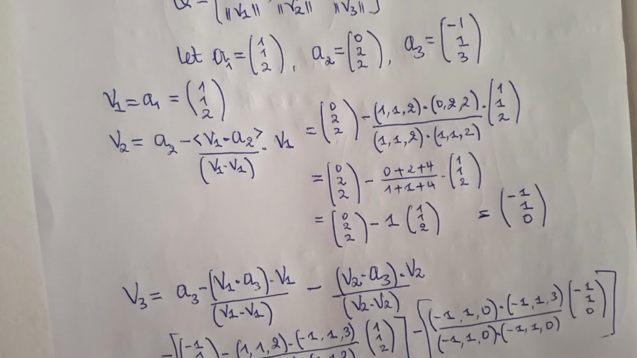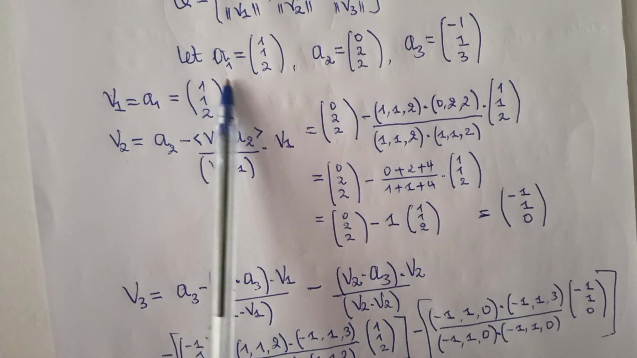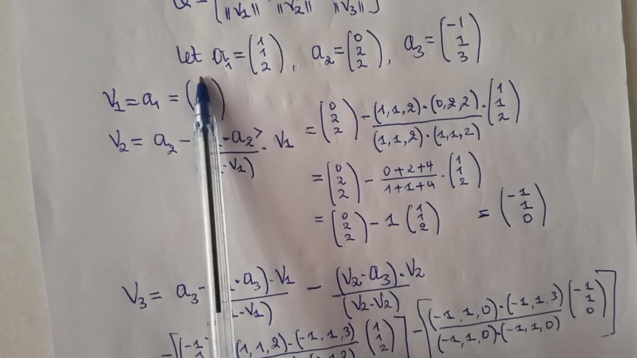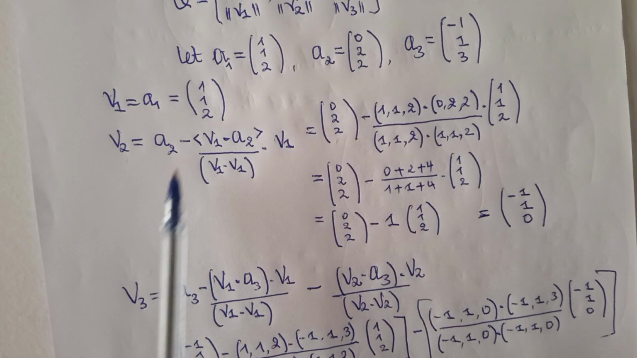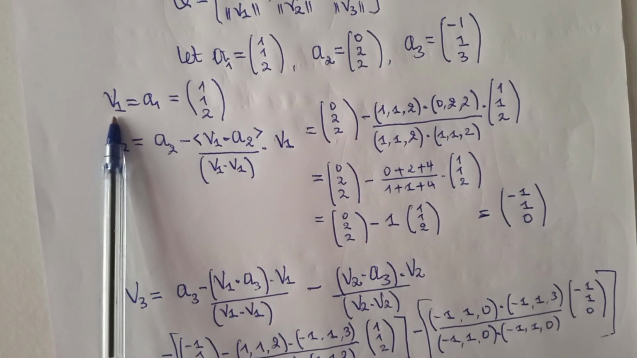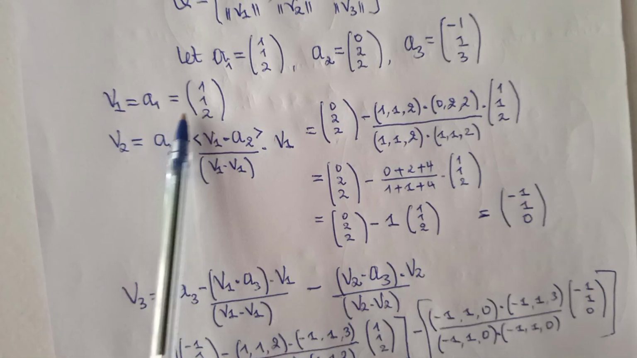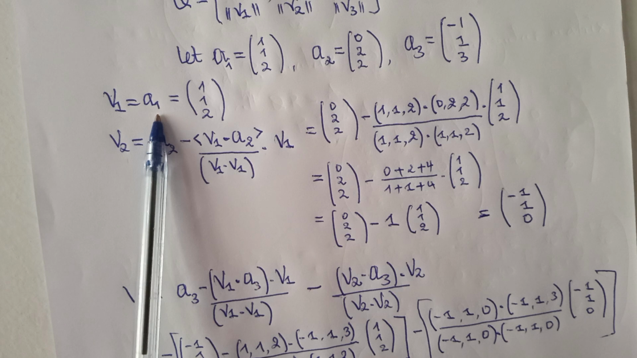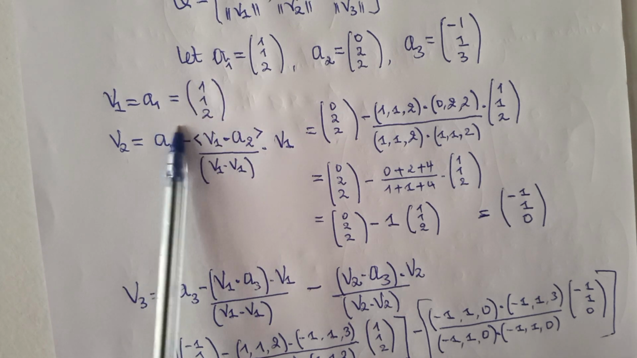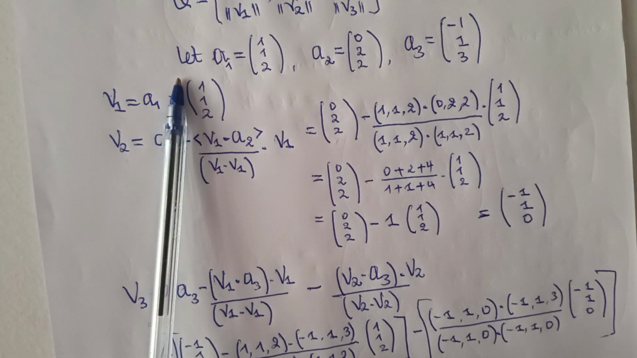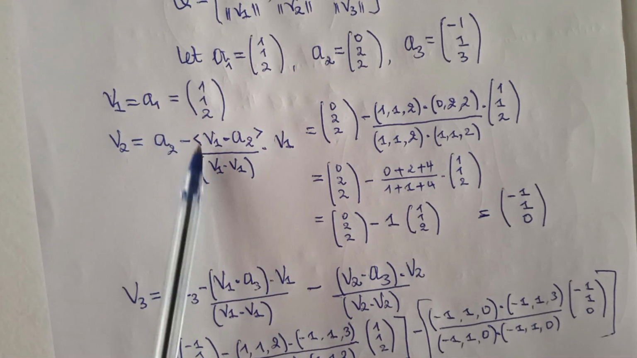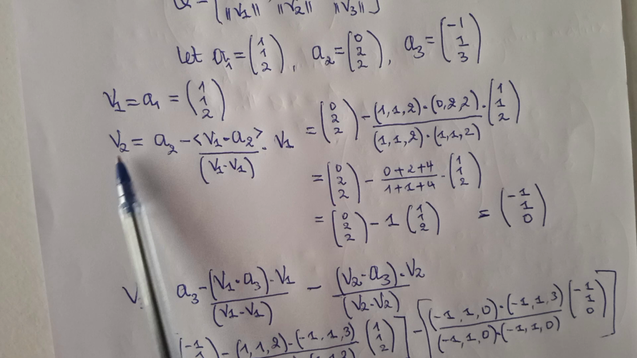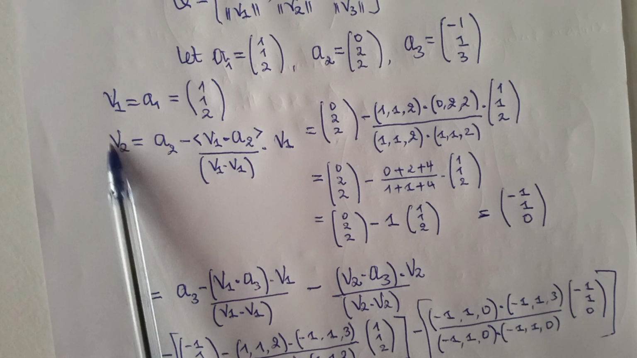After writing these A's as column vectors, we can calculate V1. V1 is equal to A1, column 1. This is also A; they are the same. So then we compute V2.